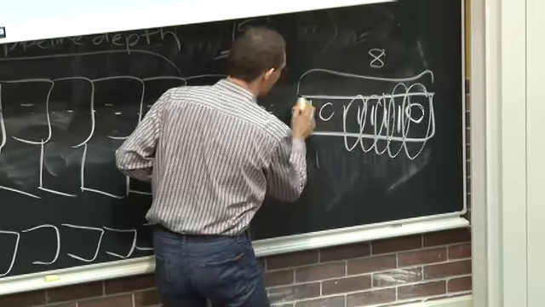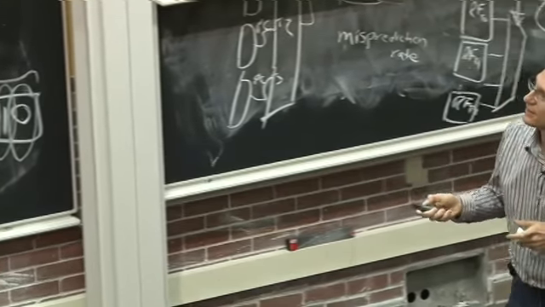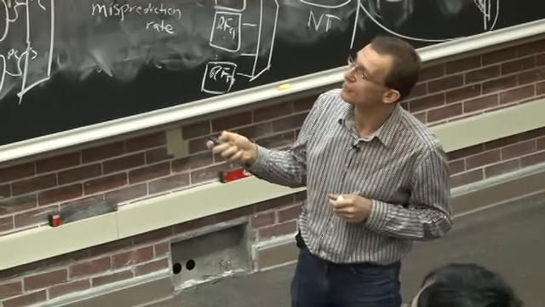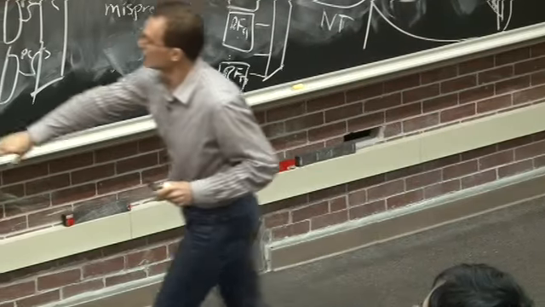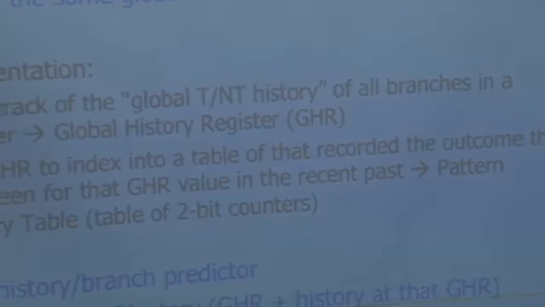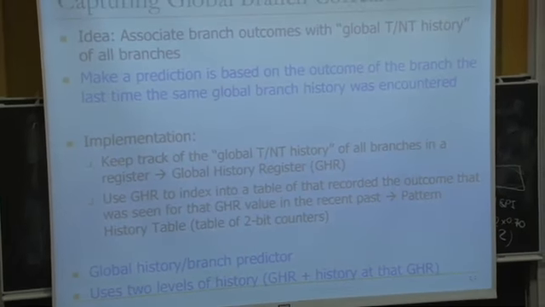You can keep track of, I guess this is 8 previous branches, you can add one more if you will. And use this global history register to index into a table that recorded the outcome that was seen for this particular history before. This is called the pattern history table. And this is the idea of a global history branch predictor. Essentially, it uses 2 levels of history.